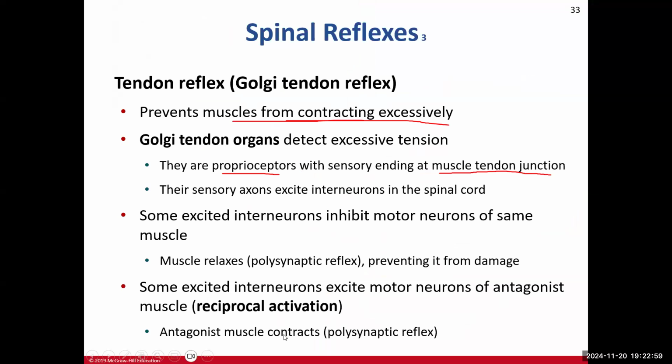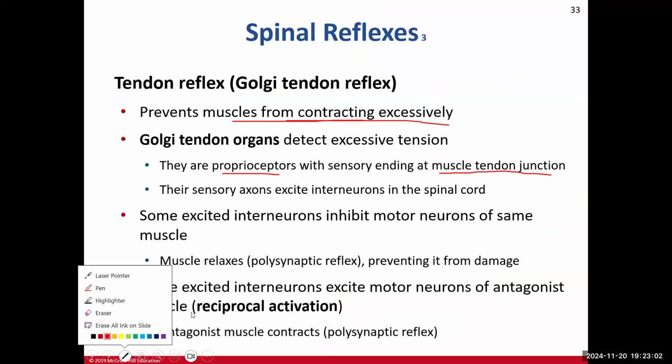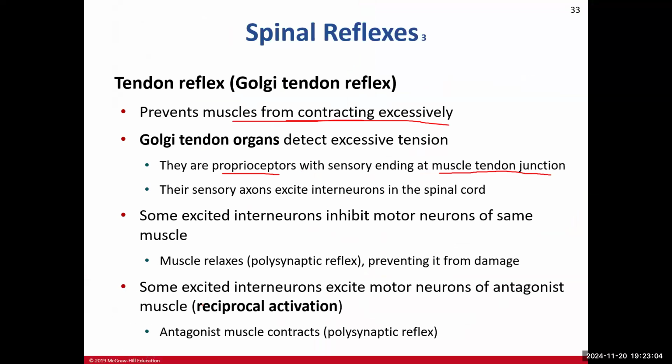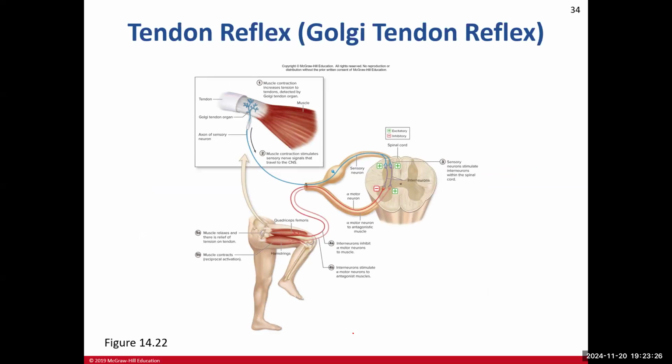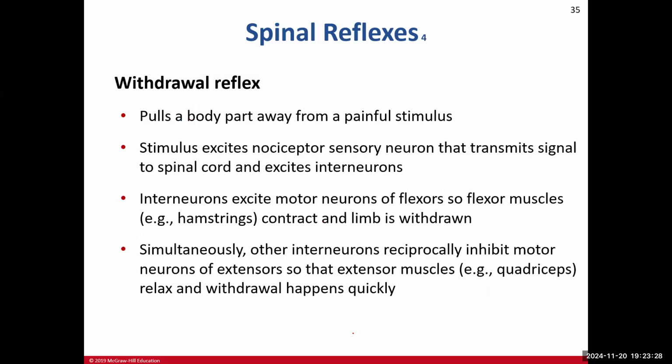So by doing that process, we call that reciprocal activation. So in this example, the muscle that was overly contracting, we shut it off, and then we activate its antagonist, which happened to be the hamstrings, so we can lengthen the muscle that was contracting too much. All right, that's the tendon reflex or the Golgi tendon reflex. Okay, let's stop here.